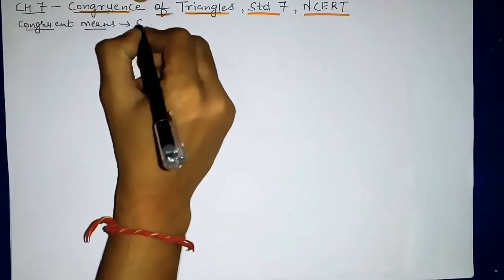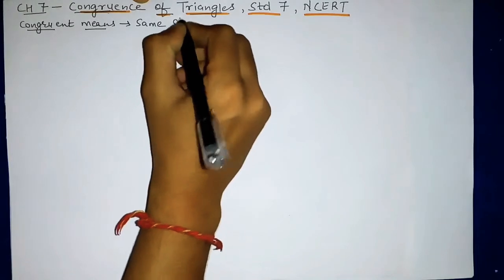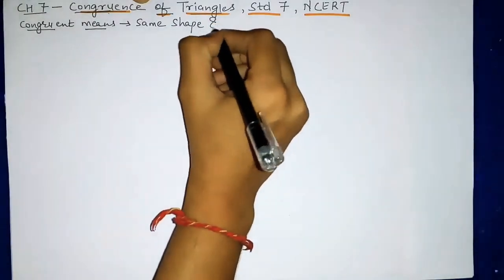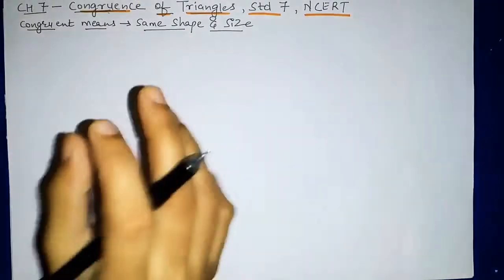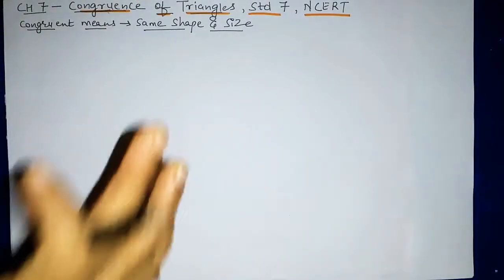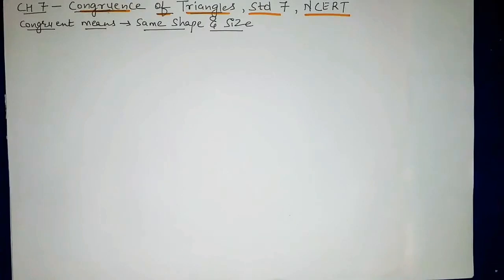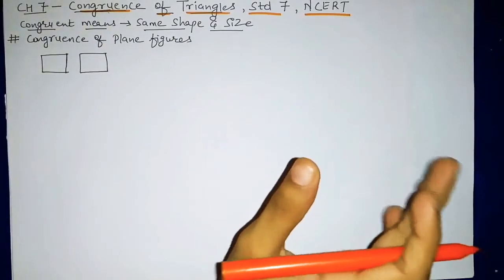Congruent means having same shape and size. Shape and size should be same. Okay, so this is the meaning of congruent. Now that was about objects.